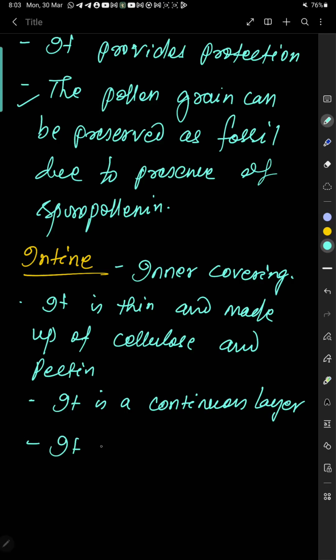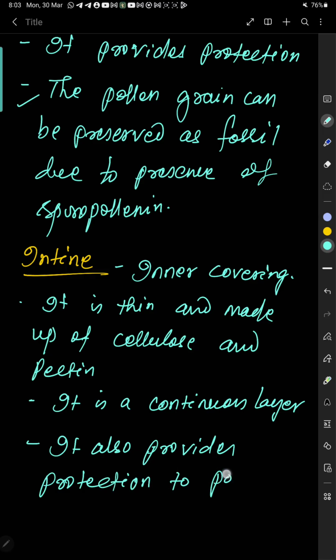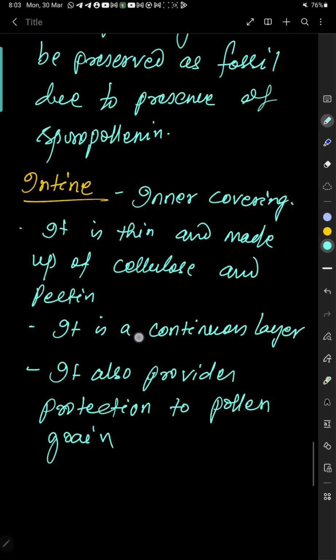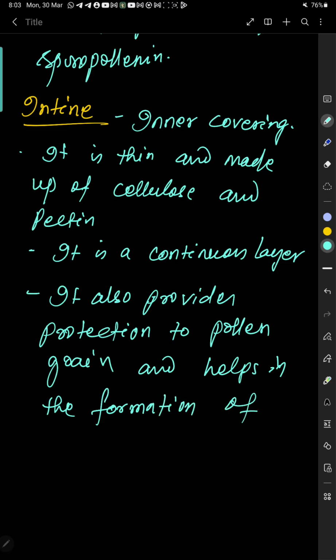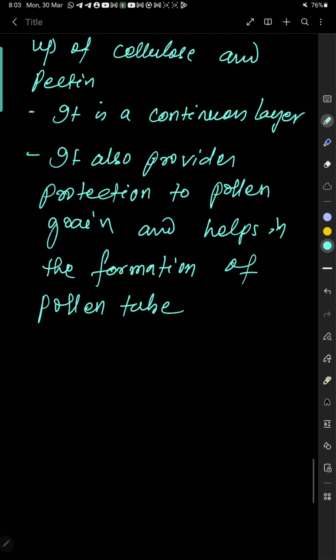It also provides protection to the pollen grain and helps in the formation of pollen tube. Okay, so I will tell you what is pollen tube.